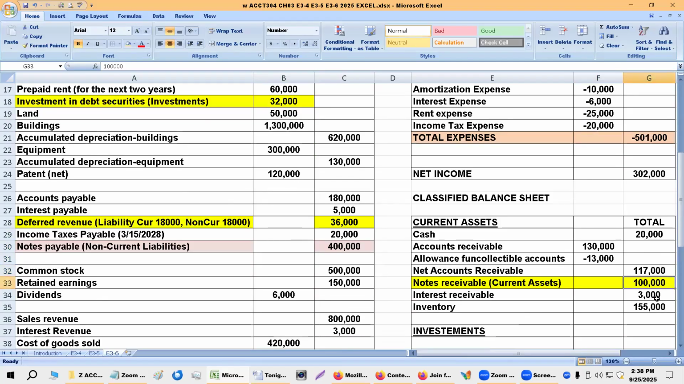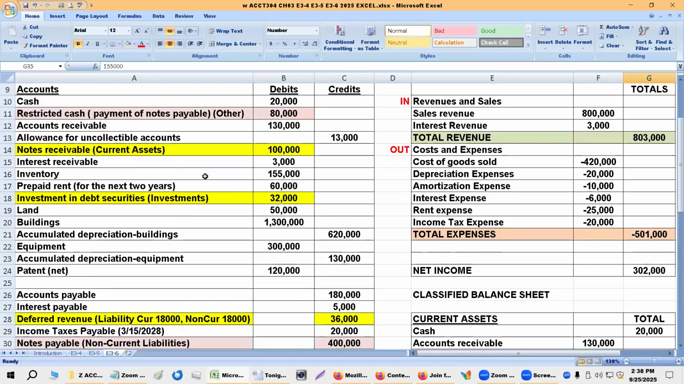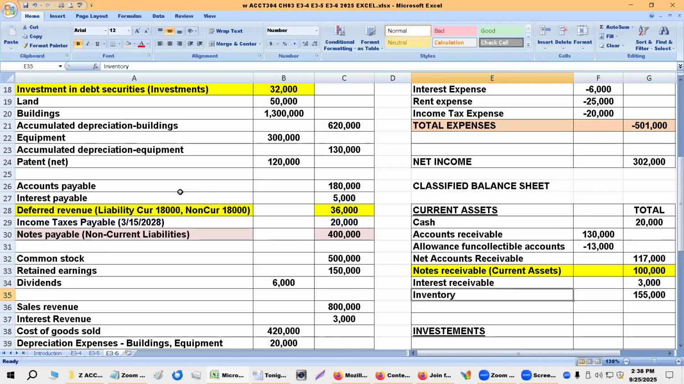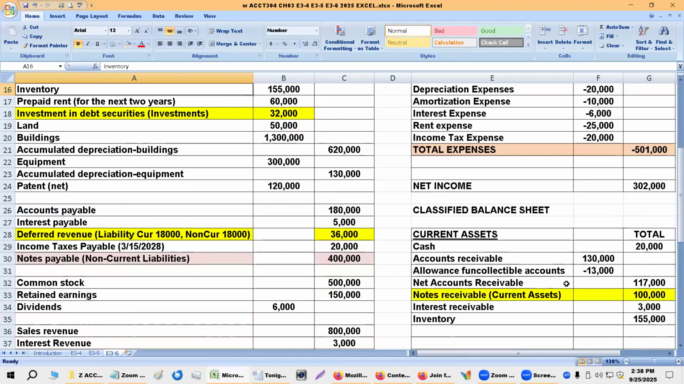So this will be. Should have left more room for this one. We have to move the investments down. Okay, I made this right. So gross receivable, interest receivable, inventory.